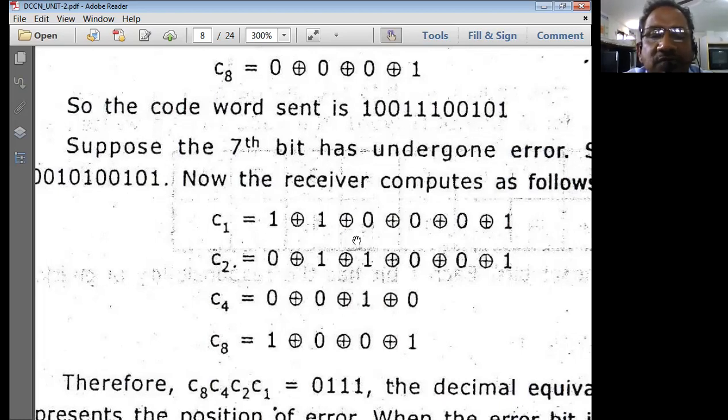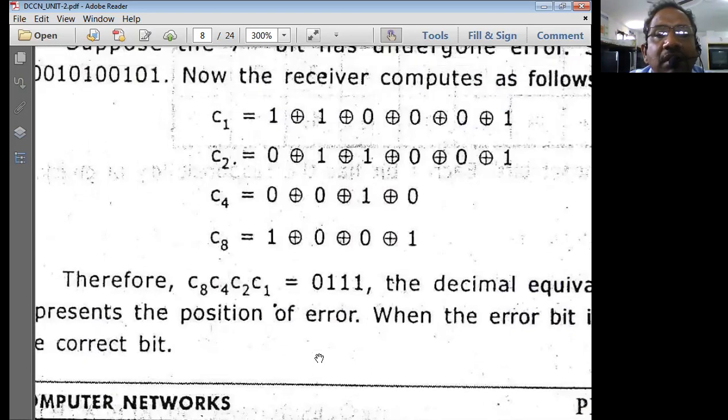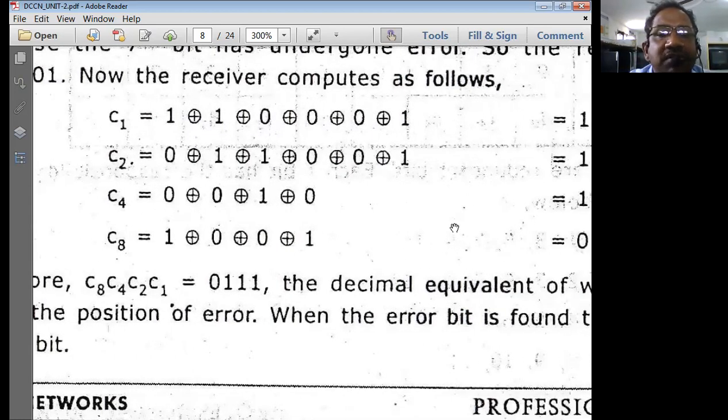Now as a receiver, we are going to calculate the redundant bits and arrange them in terms of C8, C4, C2, C1 fashion. So what is the value of C8 that we have got here? Let us see. It will be 0. C8 is 0 and the rest of them are all ones. That means the decimal equivalent of this value is equal to 7. That means it is understood that there is an error in position number 7.